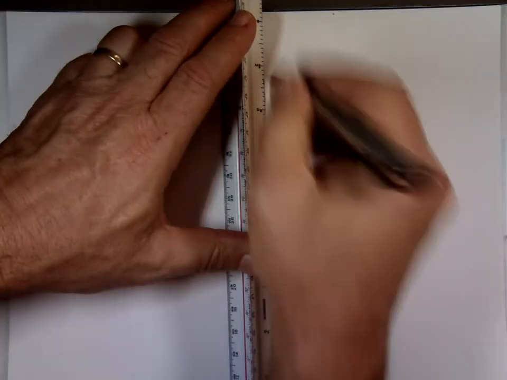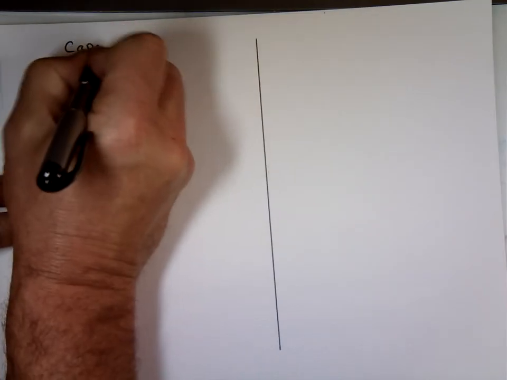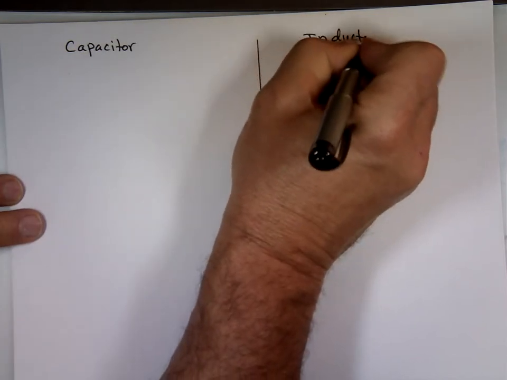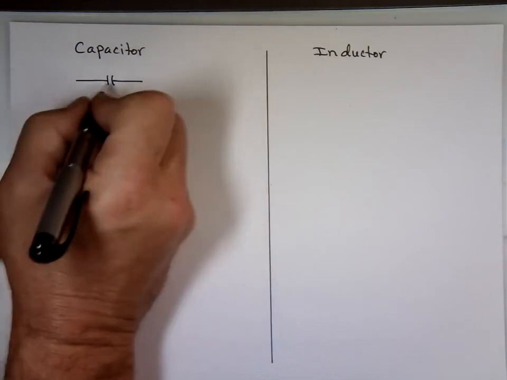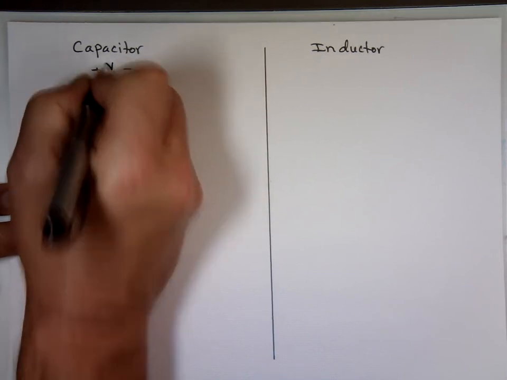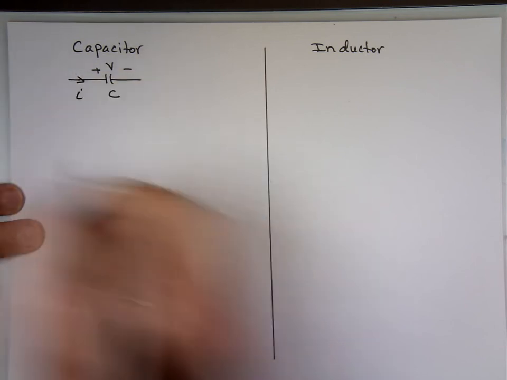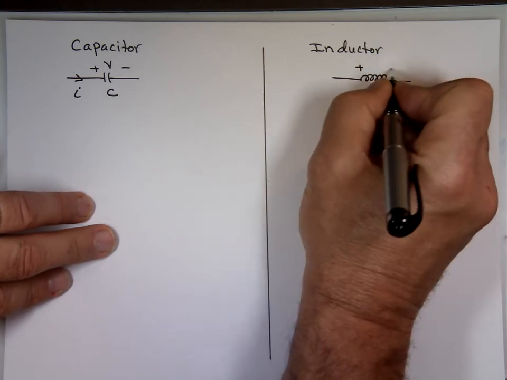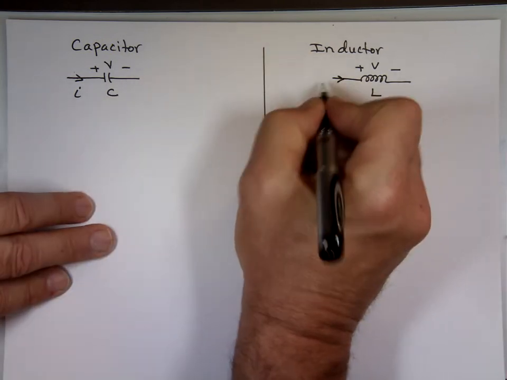I'm going to split the paper into two things. Capacitor on this end, inductor on that end. The symbol for a capacitor is this way, and this voltage is V. The capacitor has a value of C in farad, and this is the current I going through it. Inductor, it's a coil. This is the voltage V. The value is L in Henry, and the current going through it is I.